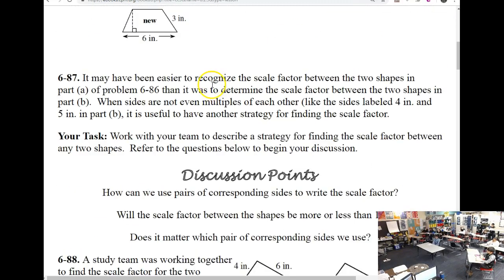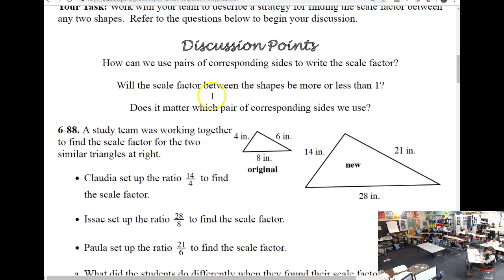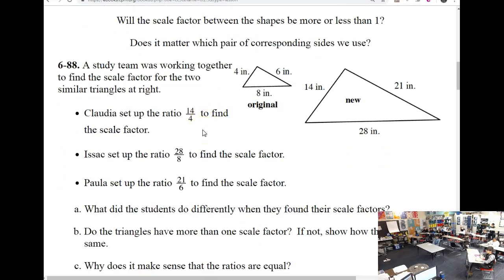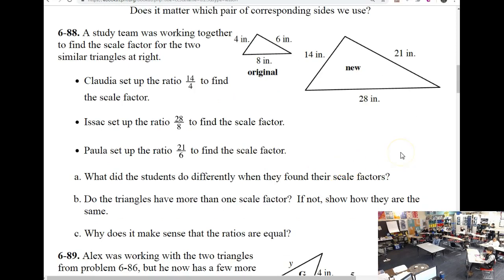So if we look here at 688, we've got a few different ideas from Claudia, Isaac, and Paula. And, you know, because they're in middle school, they want to argue and immediately tell their classmates that they're wrong. So what you need to figure out is what's your scale factor here and whose work is right. So with your partner, look through those. And all you need to write on your paper is SF equals and the work you're going to do to support what you tell me the scale factor is.